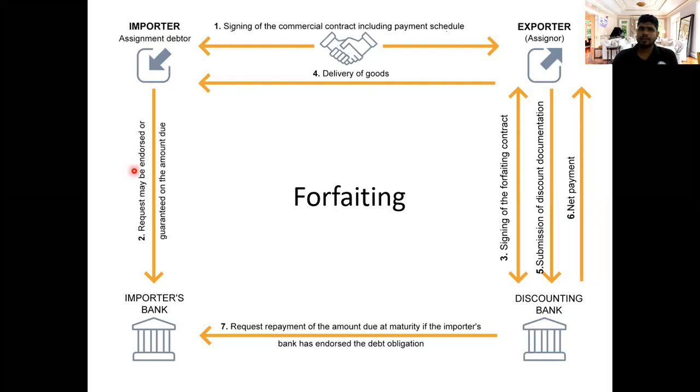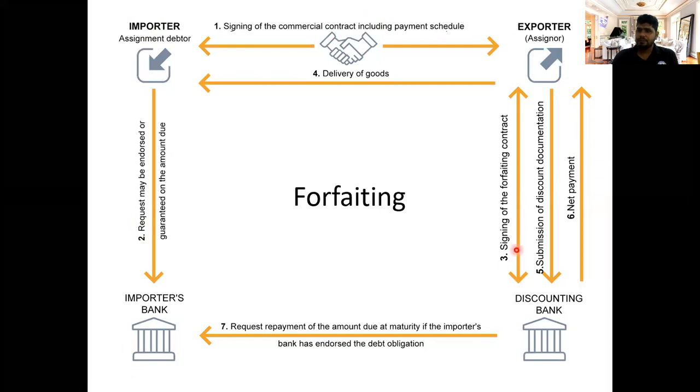The importer in the US has its own bank, the Importer's Bank, and we have a bank in Sri Lanka, the discounting bank. It's our bank. First, we export and we sign the agreement. After signing the agreement, the importer will inform the Importer's Bank, requesting that the amount due be endorsed or guaranteed.